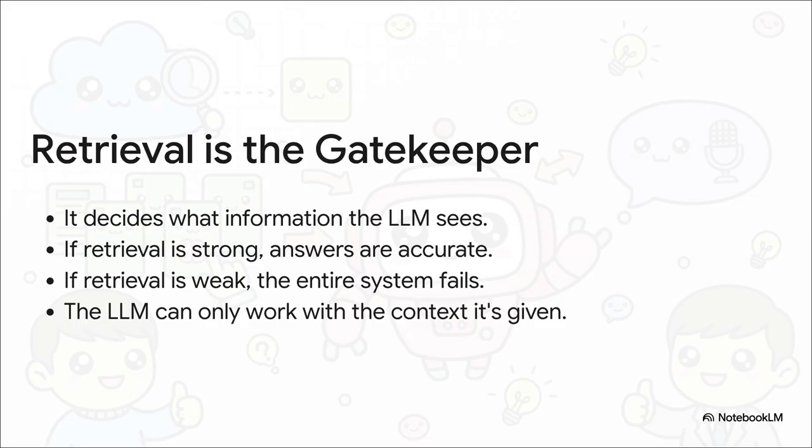This basically makes the retrieval component the ultimate gatekeeper. It has one of the most critical jobs, because it literally decides what information the powerful language model even gets to see. Think about it. If retrieval pulls up junk, the LLM has no chance of giving a good answer. It doesn't matter how brilliant your language model is, it can only work with what it's given. So, strong retrieval means accurate answers. Weak retrieval, the whole system falls apart.